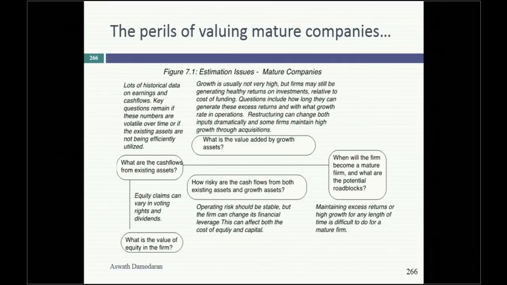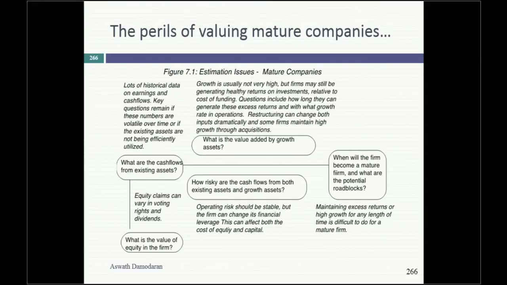So think about it in terms of the 4 questions. When I ask you what are the cash flows from existing assets, you can look at the history, but that history reflects the way Kraft has been managed so far. We have no idea how 3G is going to manage it. When I ask you what's the value added from growth, again I can show you the history of Kraft, but I have no idea how 3G is going to approach growth. Maybe more emerging markets, maybe it'll be different businesses.